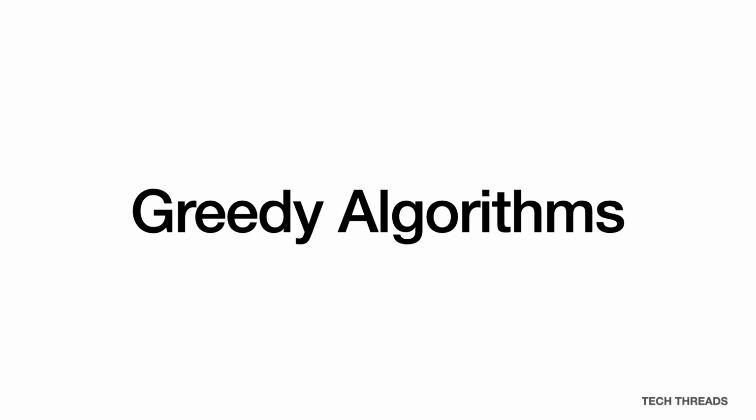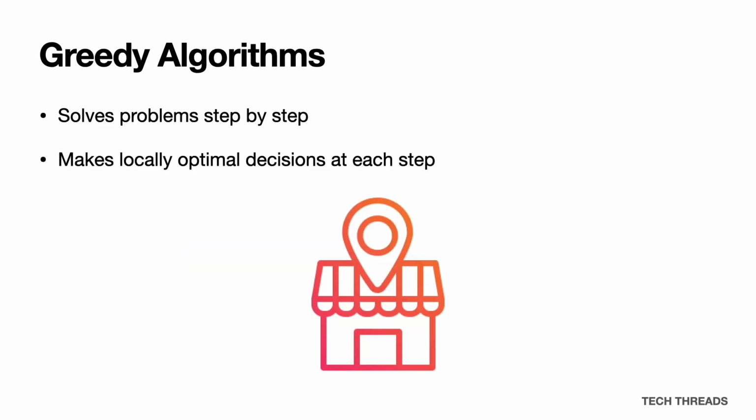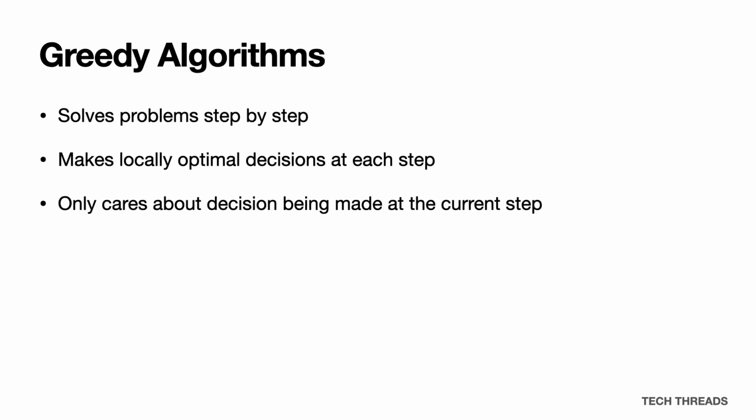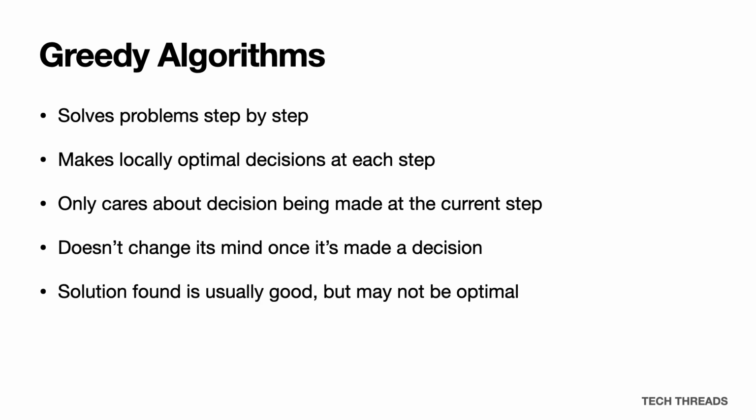Next up, we have the greedy strategy, which solves problems step by step and makes locally optimal or greedy decisions at each step, in the hopes that this will lead to a globally optimal solution. The algorithm only cares about the decision being made at the current step. It doesn't care about the second order consequences of that decision, and once it's made a decision, it doesn't change its mind, making the strategy very efficient. The solution found will usually be good, however, there is a chance that it may not be the best one.